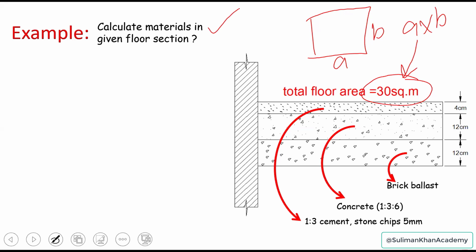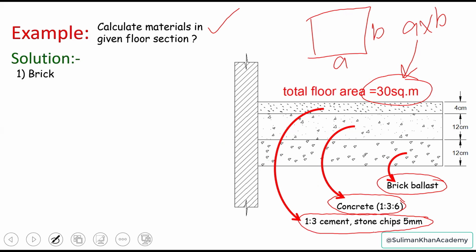Now, the subbase is brick ballast, the base is concrete, which is 1:3:6, and the topping is cement and stone chip, which is 1:3. We have already covered the concrete, which is 1:3:6. However, we have not yet covered the stone chips. The topping is very important. Let's move ahead toward the solution.